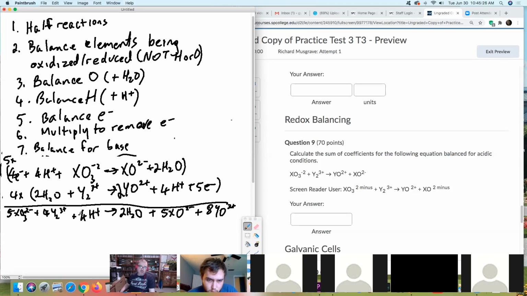So the total on the coefficients: 5 and 4 is 9, and 4 is 13, and 2 is 15, and 5 is 20, and 8 is 28. So the answer would be 28. For the charges, right?